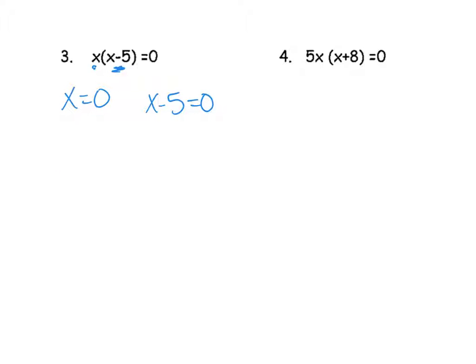So my two answers are, oh look, the first one's already done for me. Woohoo! I'm done. What's x minus 5 equals 0? Those are my two x's. Those are my two solutions. Those are my two roots. Those are my two x-intercepts. All these words. Okay, now do number 4. Separate them. First one, 5x equals 0, and second one, x plus 8 equals 0.